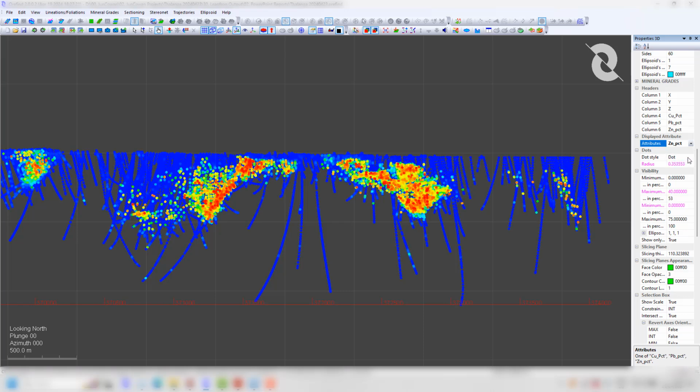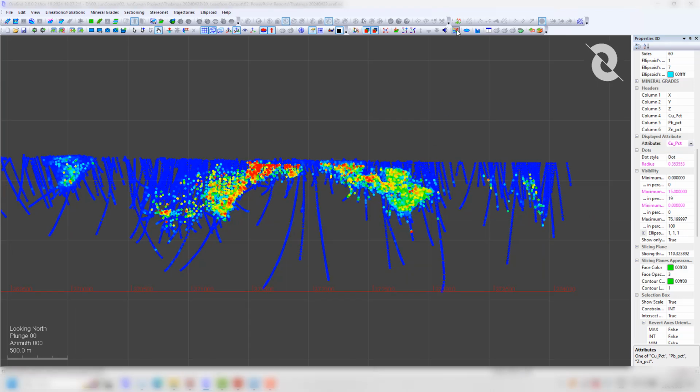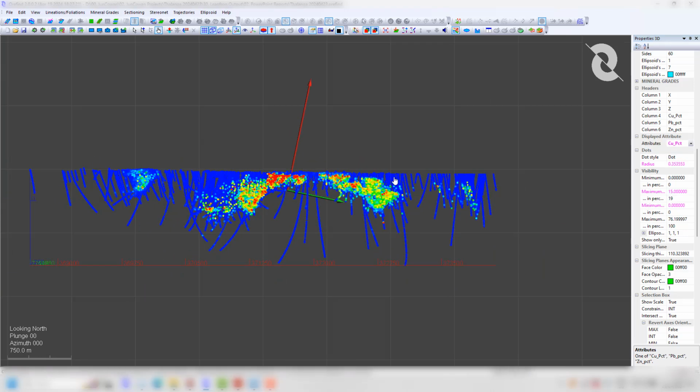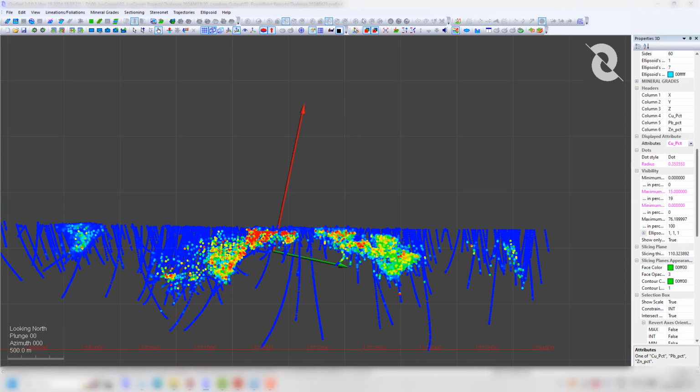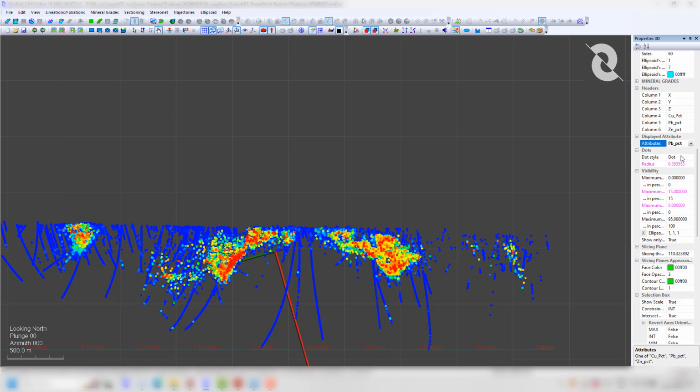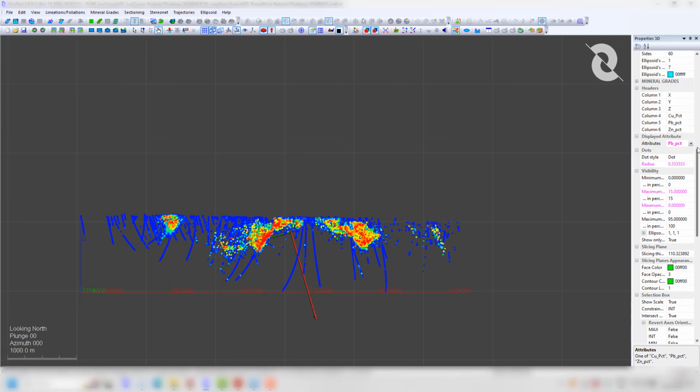I don't understand it, but I can work out the gradient from this, and I have a little switch here. That's the gradient for copper, so that's increasing in that direction, upwards. And if I switch over to lead and zinc, they are both facing downwards. So the actual gradients are quite different.